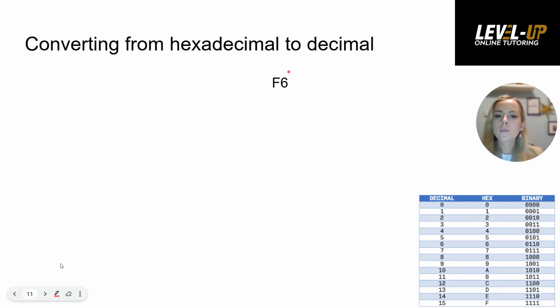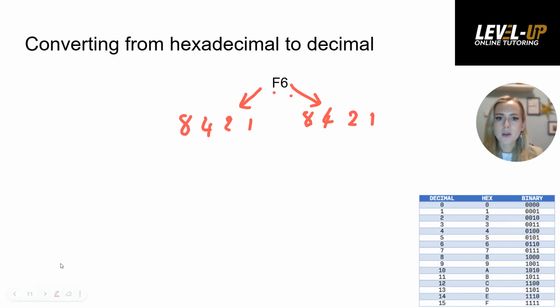Okay, I'm going to show you another. Okay, so I have F6 here now. Same thing again. I'm going to convert these 2 nibbles. So F is equivalent to 15. Now I know 15 in binary is the max value you can represent with 4 bits. 6 on the other hand is 0, 1, 1, 0. Next thing we're going to do is join them together into 1 byte.